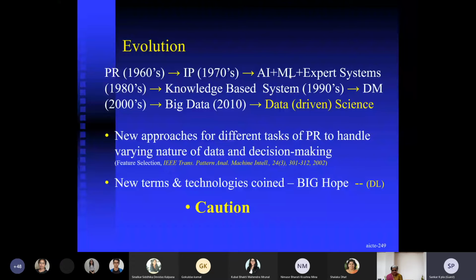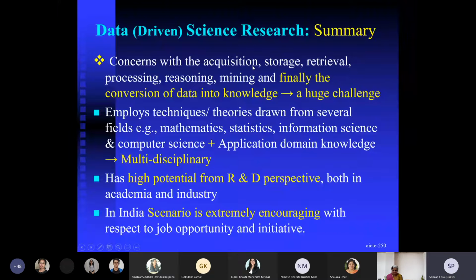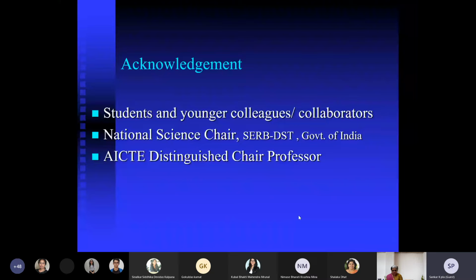So, a data-driven science summary: it's concerned with the acquisition, storage, retrieval, processing, reasoning, mining, and finally conversion of data into knowledge. It's a huge challenge. It employs techniques and theories drawn from several fields like mathematics, statistics, information science, computer science, plus application domain knowledge. This is most important. So it is multidisciplinary. It has high potential from an R&D perspective, both in academia and industry. In India, the scenario is extremely encouraging with respect to job opportunities and initiatives. With this, I conclude.